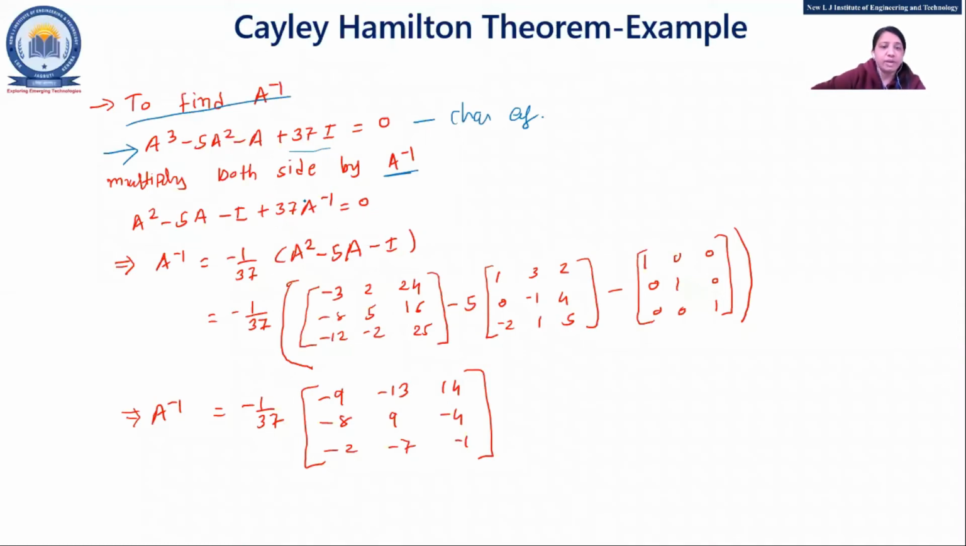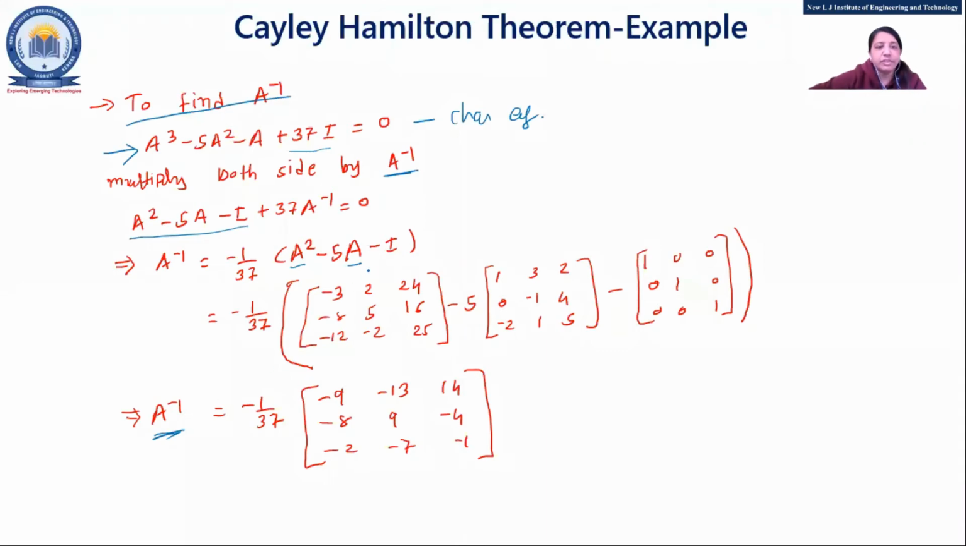Now all the values are moved to this side. Okay. A inverse equals minus 1 by 37 into the equation, whatever was remaining. Fine. Now you will already have A square and A, so just put those values into this. Whatever matrix you get, that is called A inverse. So using the Cayley-Hamilton theorem, you can find it in this way.